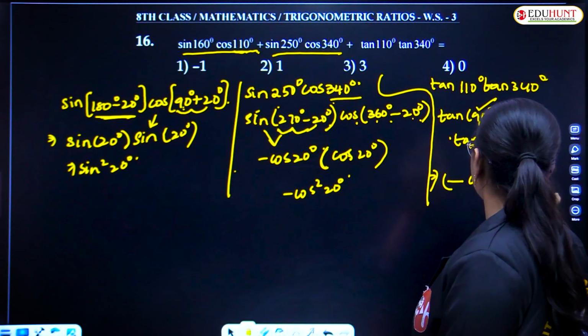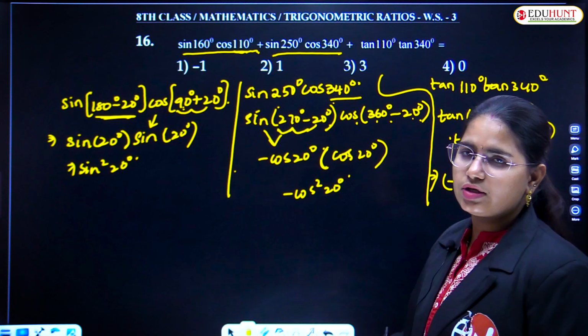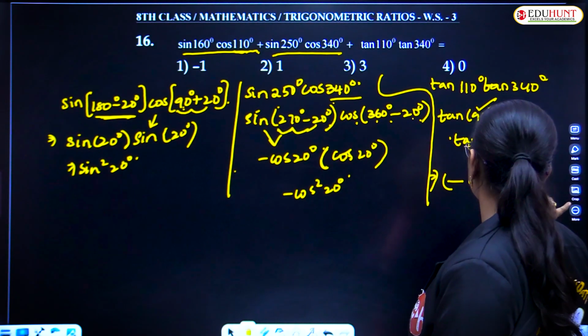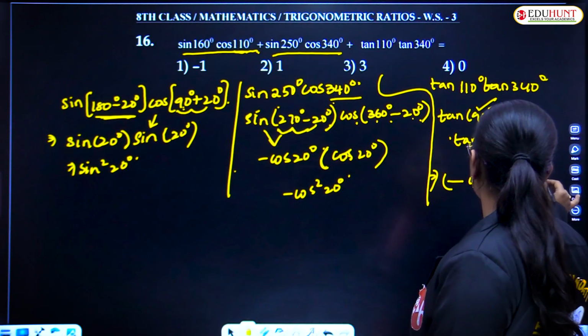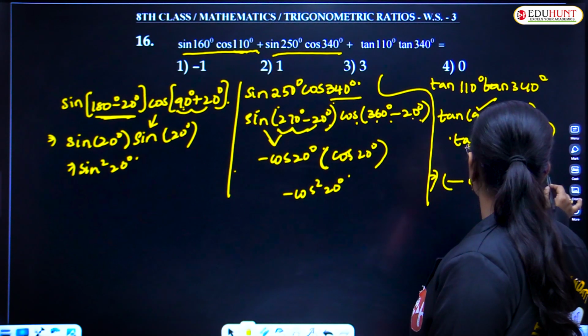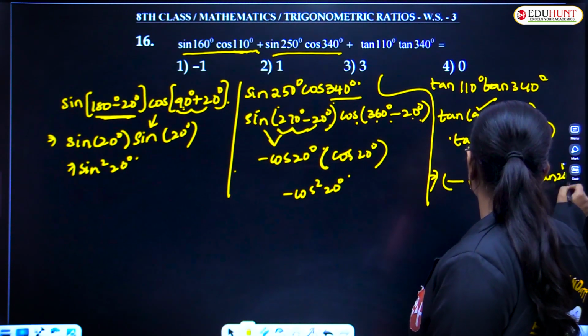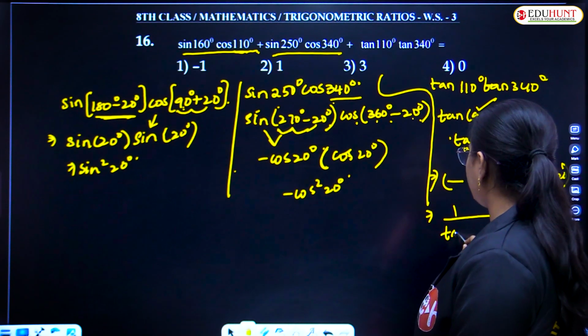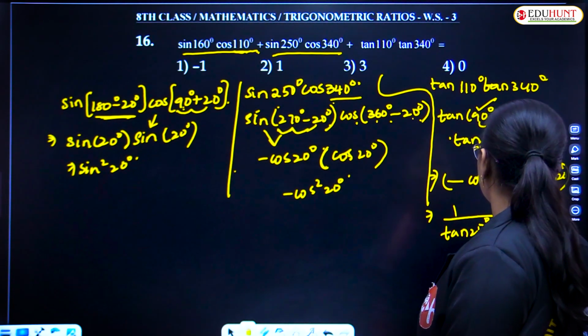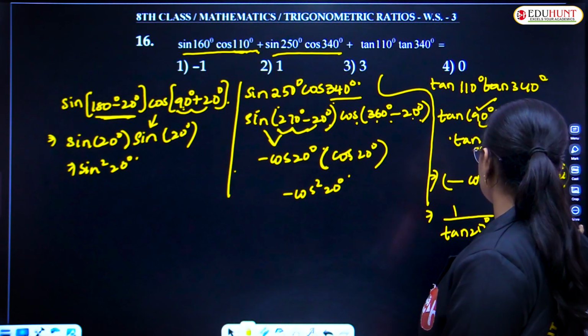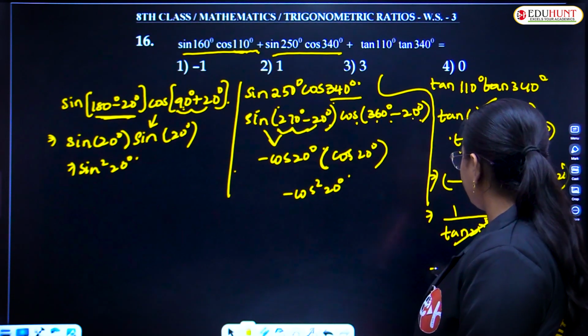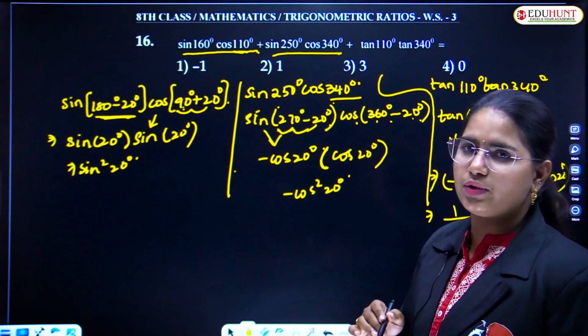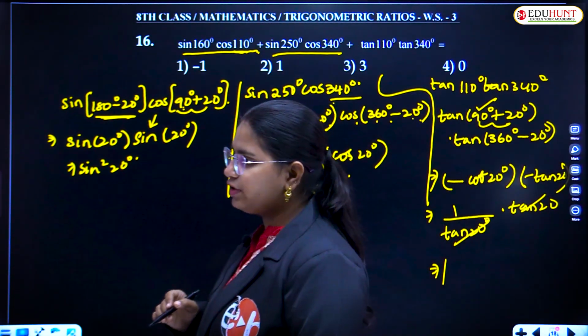Cot 20 degree into 360 minus theta, which is the fourth quadrant. This is also negative. So it will become, as usual, tan 20 degree. Minus minus plus. Cot can be written as 1 by tan 20 degree. And this is tan 20 degree as usual. Tan 20 gets cancelled. You will be left over with 1.